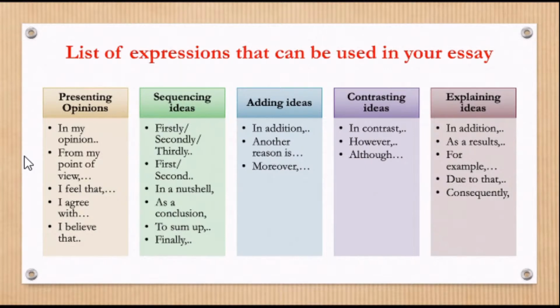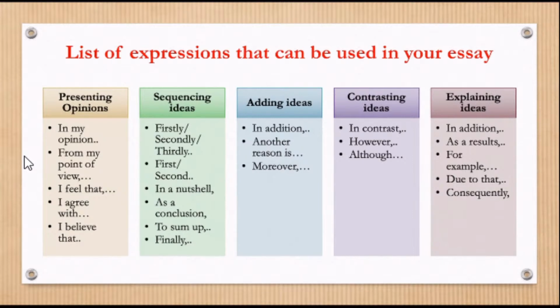Okay, and then in argumentative writing, sometimes you need to show contradicting ideas. So here is the list of expressions that you can use when you want to show contrast in ideas: in contrast, however, although, or contradictorily, contrastingly. To explain ideas, the expressions that you can use are in addition, as a result, for example, due to that, consequently. Okay, consequently is more on showing the effect.